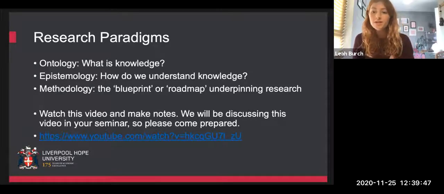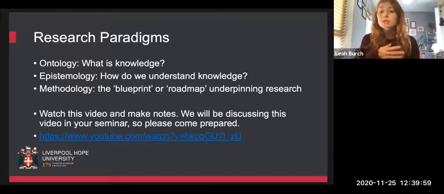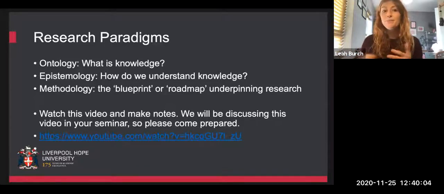So then our epistemology is how we come to know this knowledge. So is knowledge something that's external from us? It's that single truth that exists, or actually is knowledge something that's interpreted and constructed by us, and therefore something that we access by tapping into conversations, tapping into experiences and perceptions. And then the methodology, as I said, is that blueprint. So it's actually the research design that is informed by our ontology and epistemology.